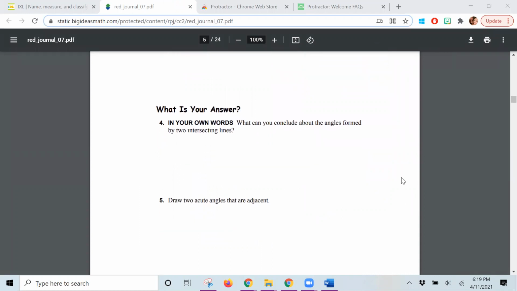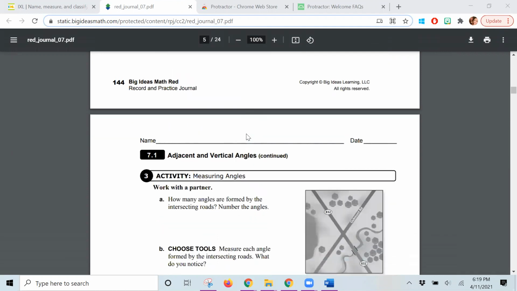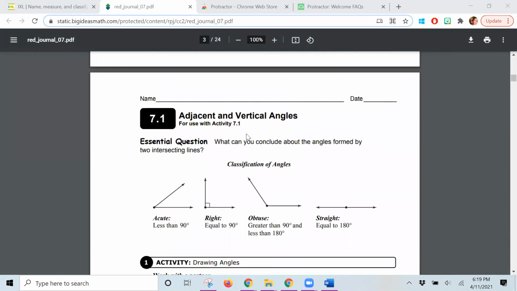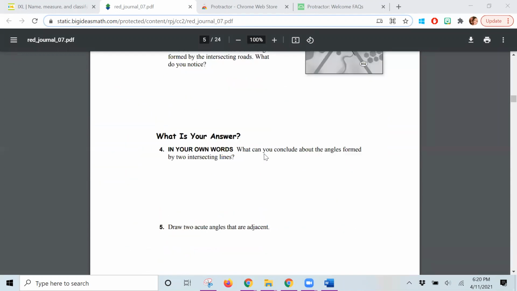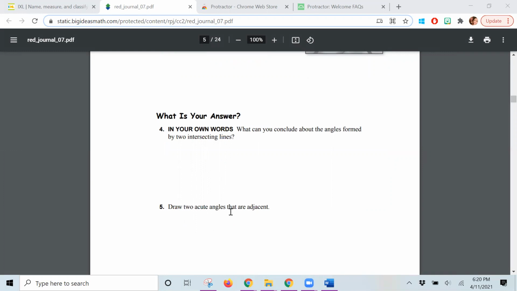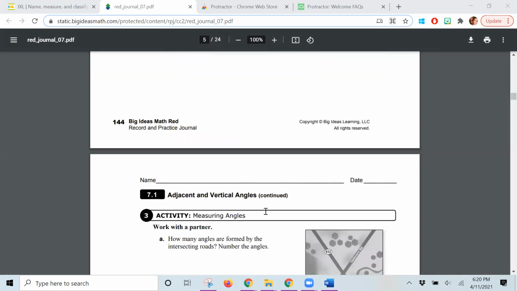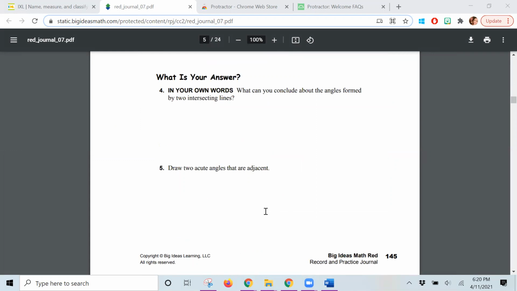I've got two last questions for you before you start your homework. First one is, in your own words, what can you conclude about the angles formed by two intersecting lines? That goes back to our essential question. So it's just going through and answering that essential question and putting what we learned today in your own words. And then I want you to draw two acute angles that are adjacent. Remember, adjacent means that they're next to each other, like Indiana and Ohio. So go ahead and try to answer these two questions. Pause the video, try them out.